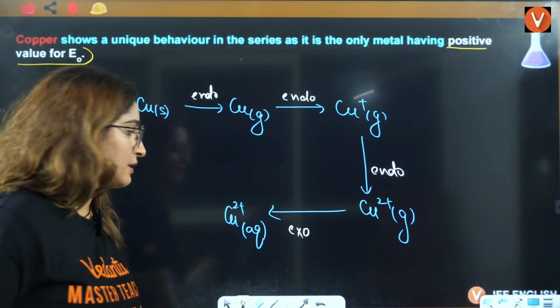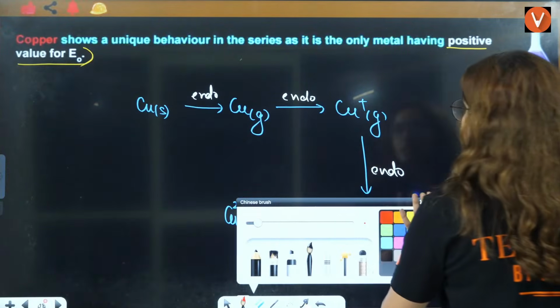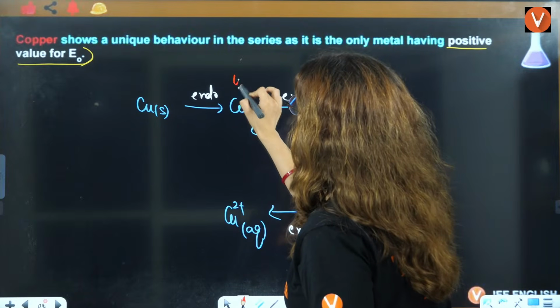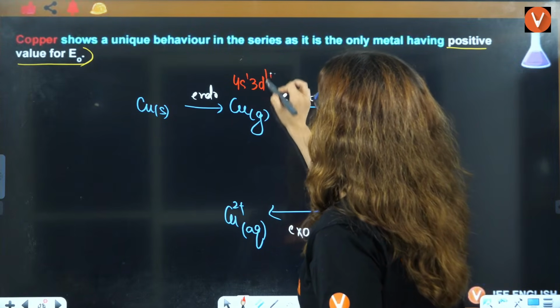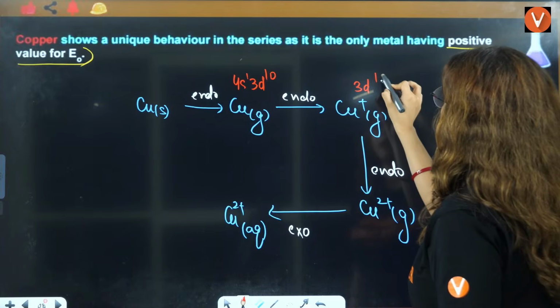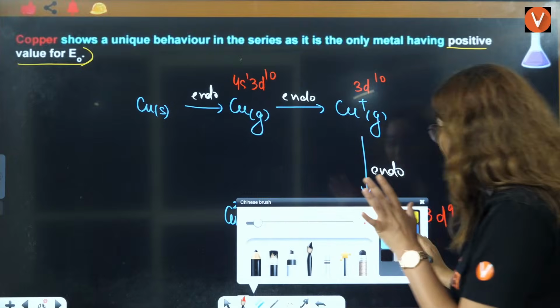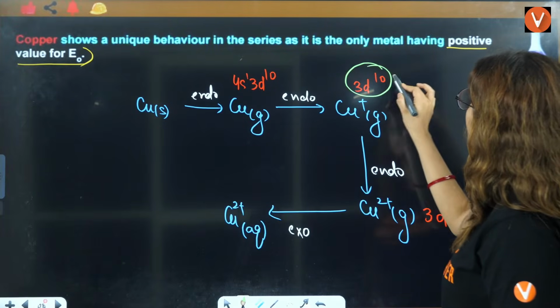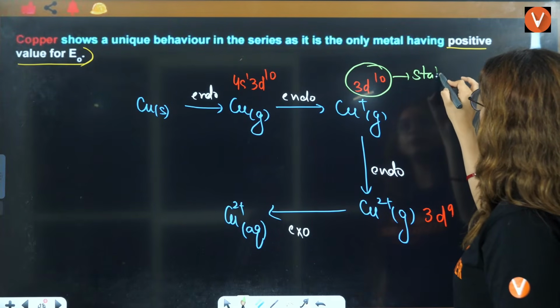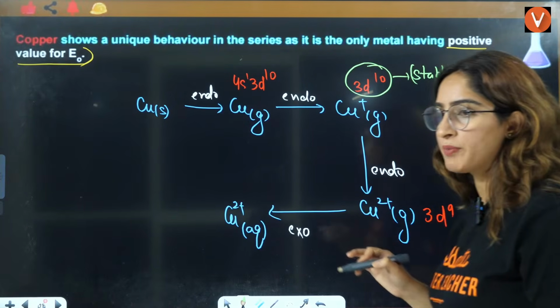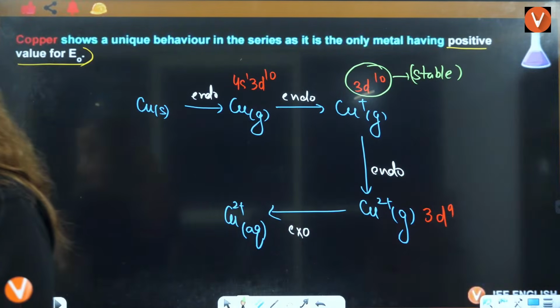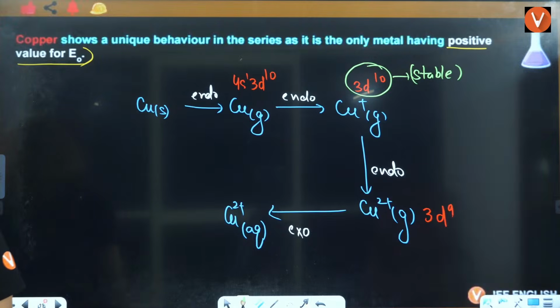right? Now, if you see this, copper is nothing but 4s1 3d10. This will be 3d10 and this will be 3d9. Now, we know that this is a very, very stable, highly stable electronic configuration because it is fully filled, right?